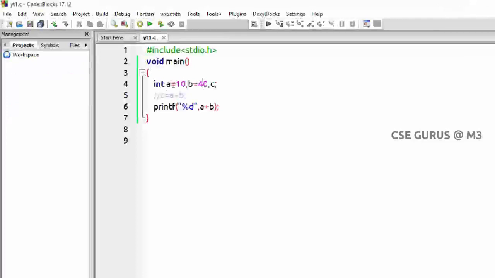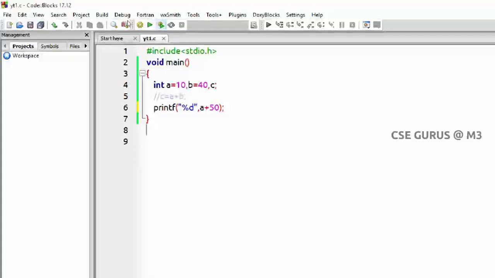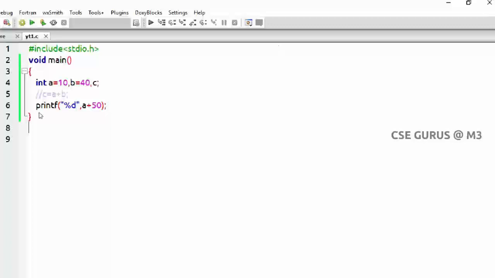Now the thing is, instead of b, what I want to take is a plus something like 50. Now what will be the output? Will it give an error? Definitely not. Here a is a variable with value 10, plus directly 50 will be taken, which is 60. This is also acceptable, that is fine for plus.